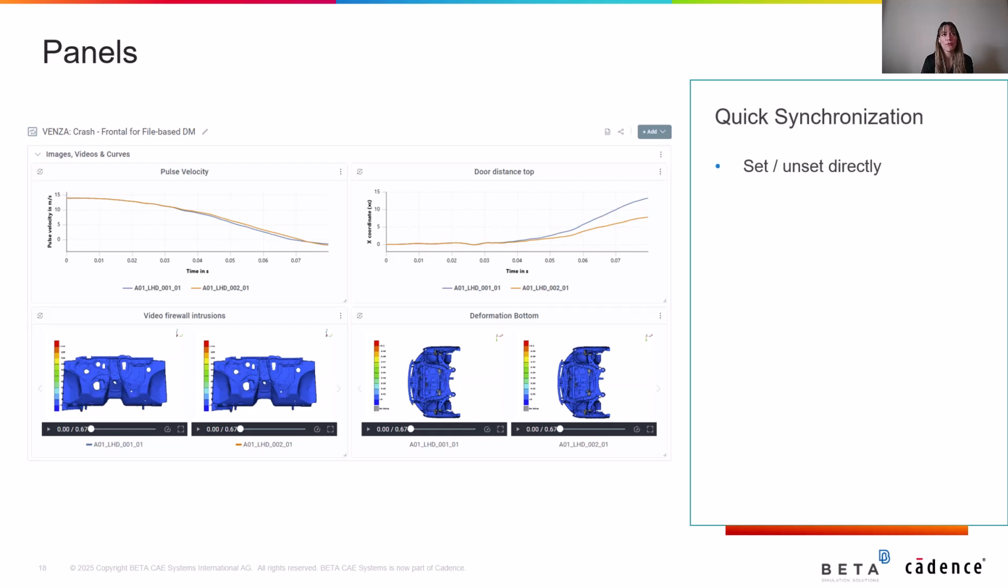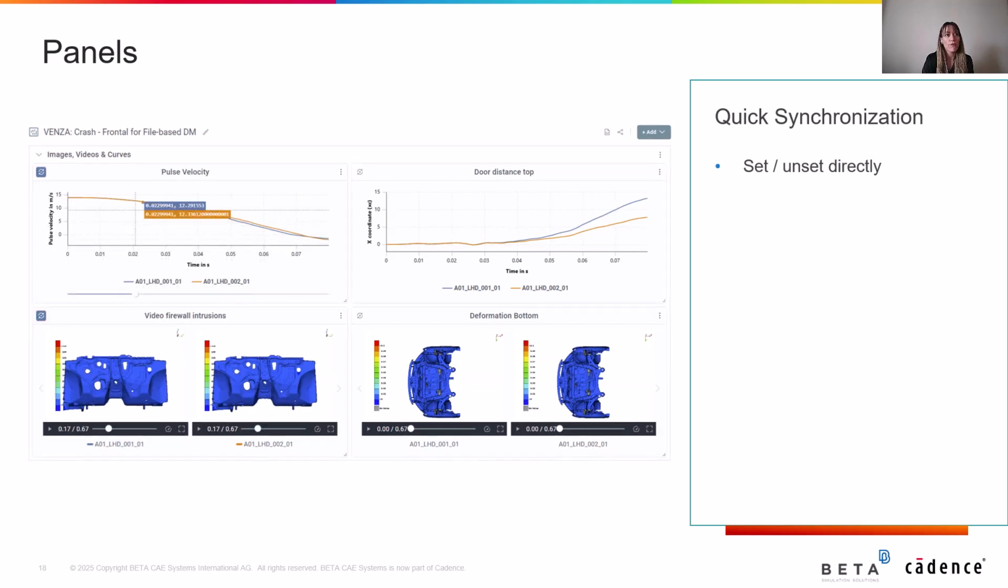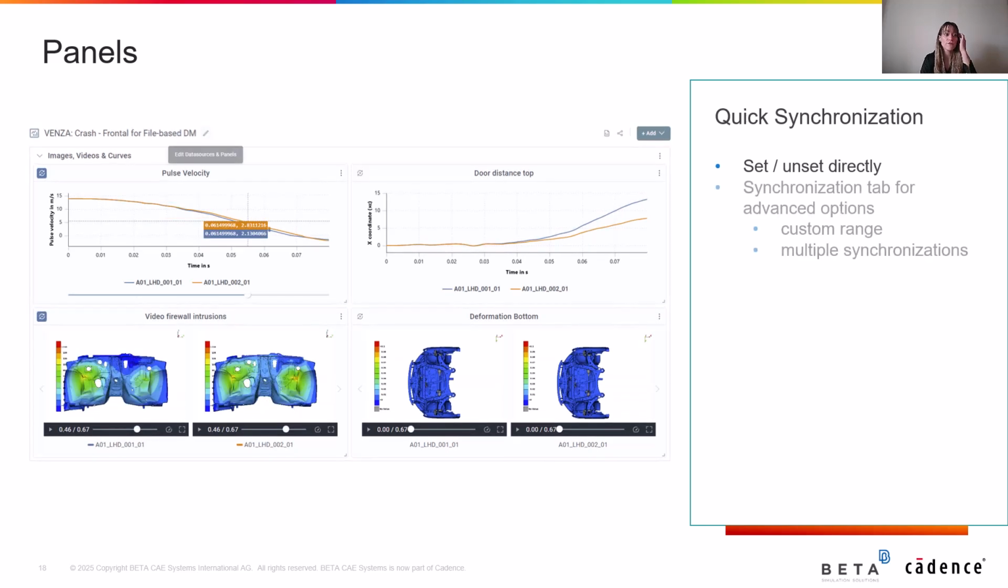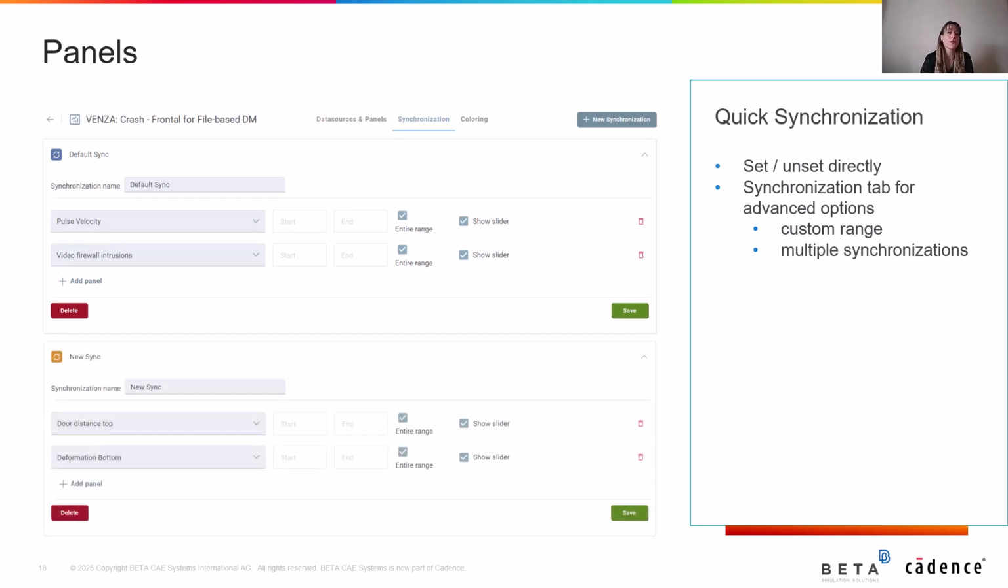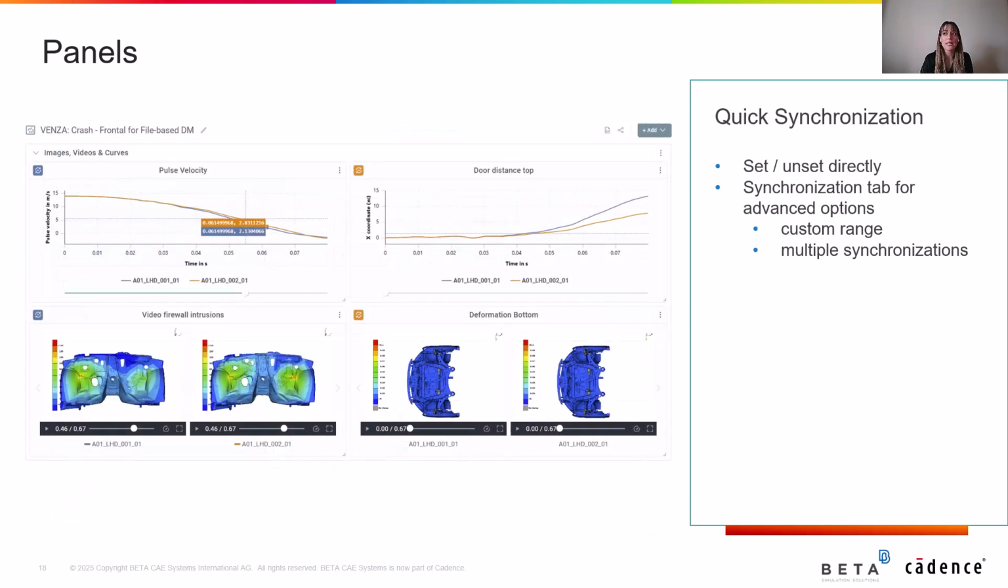With this new development, you can now set or unset synchronization directly from the homepage, making it faster and easier to link or unlink related data. For more advanced options, there is a dedicated synchronization tab. Here, you can configure a custom range, which allows you to define the specific time or value range for synchronization, or to have multiple synchronizations, enabling you to manage several synchronized views simultaneously.